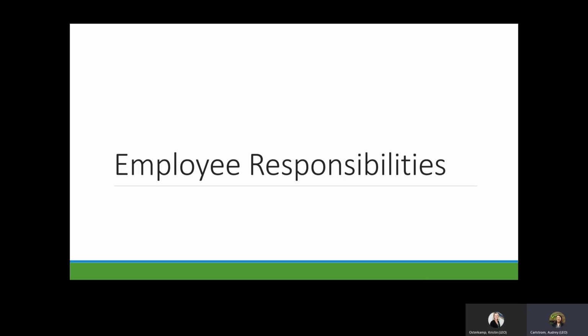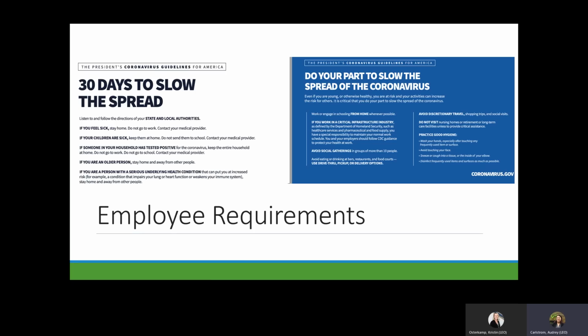Next, we want to discuss what employees can do to protect themselves and reduce their risk of exposure and slow the spread of the coronavirus as we return to the workplace. The President has published a short fact sheet and information guide for the public. These are considerations that you can apply throughout your day and at the workplace.